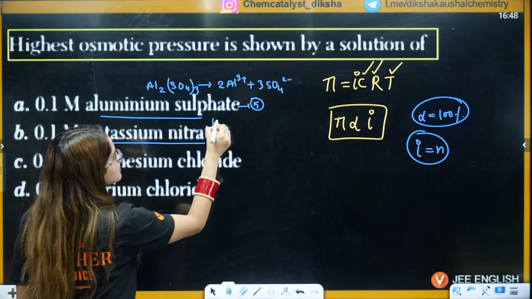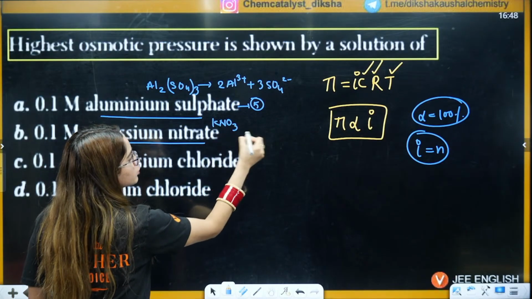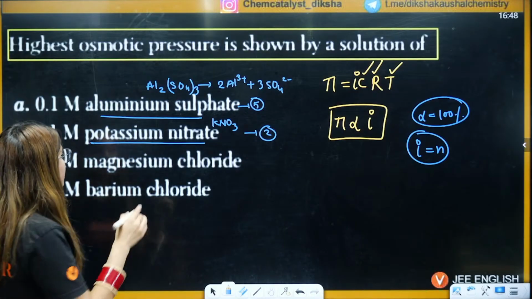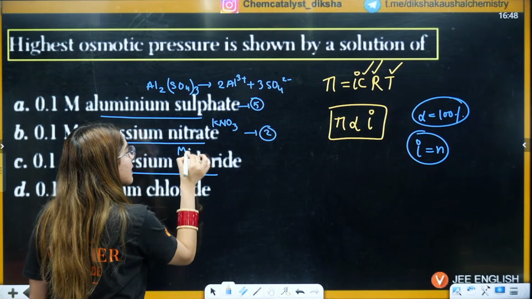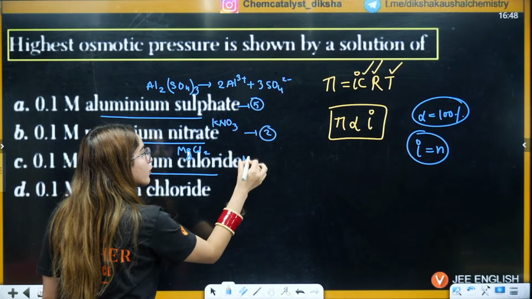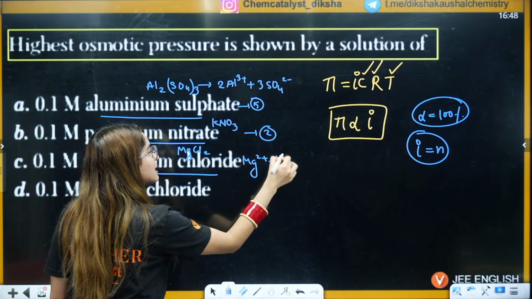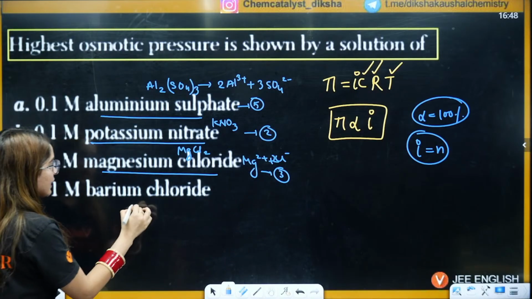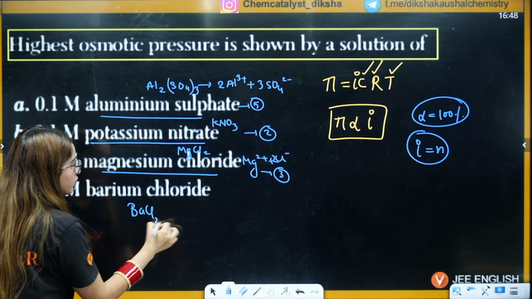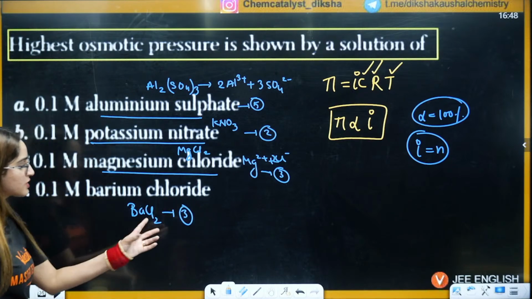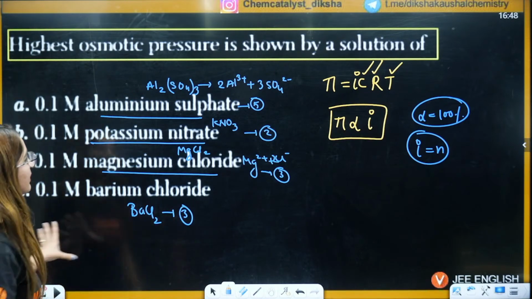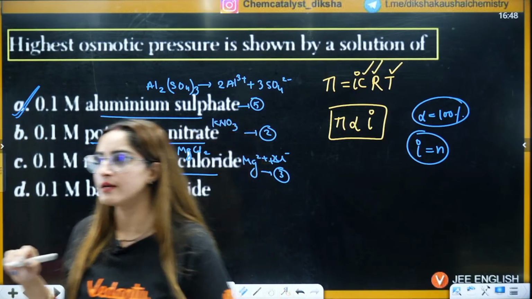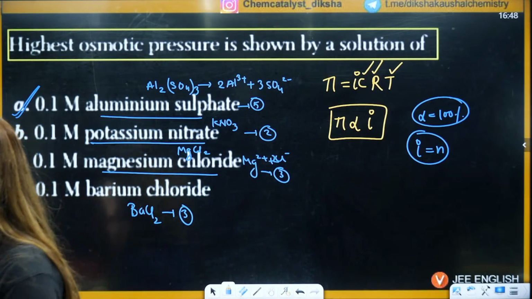Potassium nitrate is KNO3. It will give 2 moles, one is K+, other is NO3-. Magnesium chloride is MgCl2. It will give you Mg2+ plus 2 Cl-, so total 3. Barium chloride is BaCl2. Again it will give you 3, 2 Cl- and 1 Ba2+. That means maximum is for A. That means A is the correct answer here. Right, answer is A, ma'am.